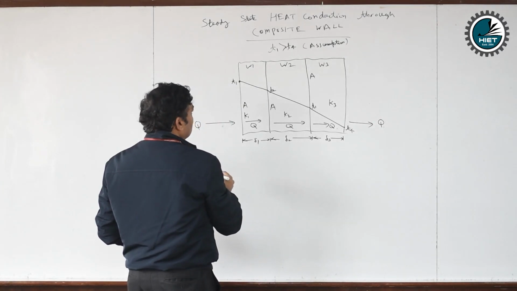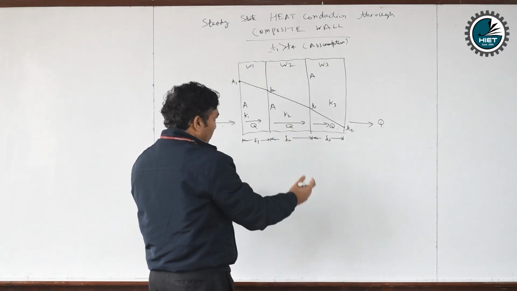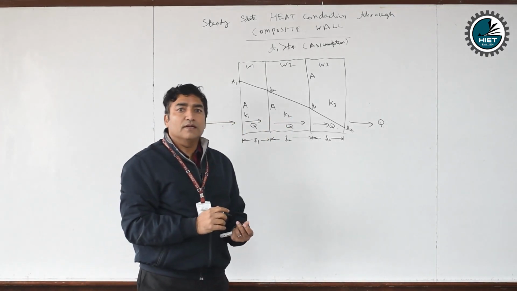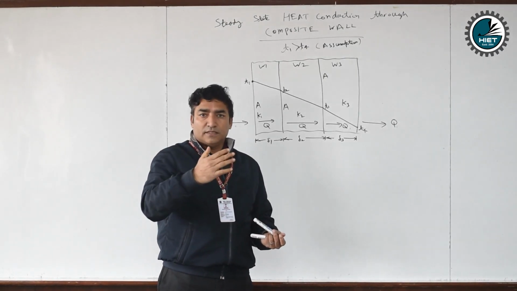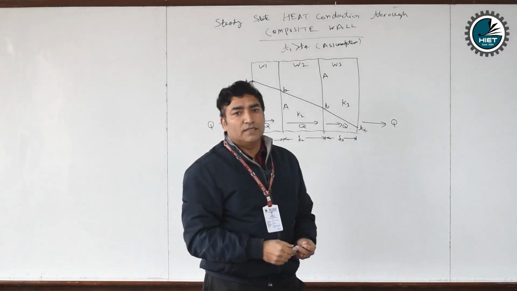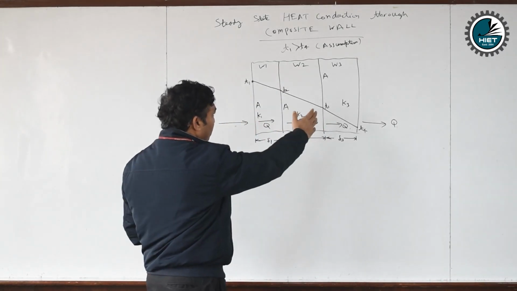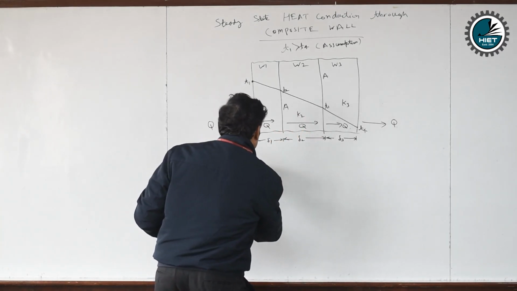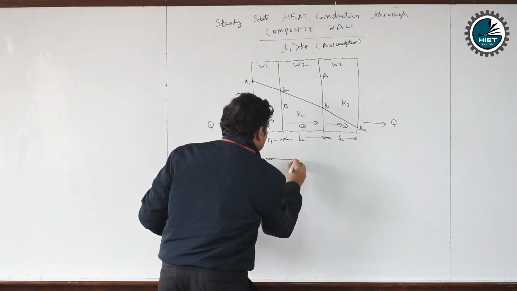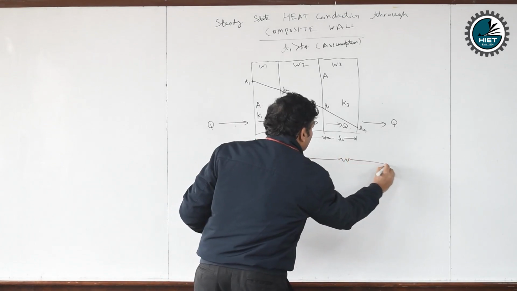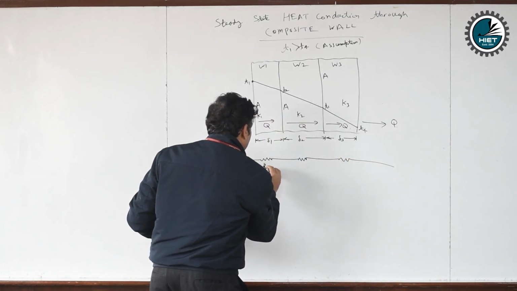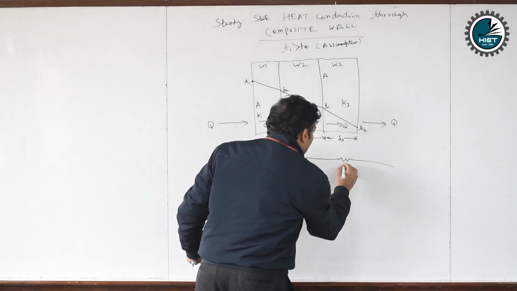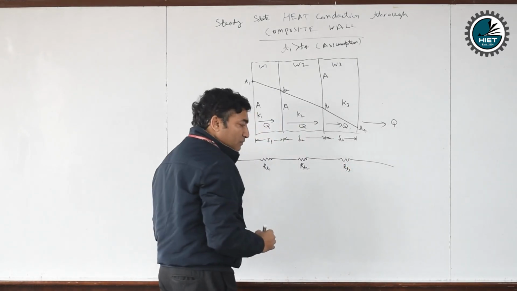Now we can construct the thermal circuit of this diagram. I have told you earlier that whenever heat transfer takes place, there is a resistance to the heat flow. This resistance is called the thermal resistance. We have three walls, so we have three thermal resistances, RT1, RT2 and RT3. So I can draw the thermal circuit like this. This is the sign of resistance. This is RT1, the thermal resistance offered by wall 1, RT2 is the thermal resistance offered by wall 2, and this is RT3, the thermal resistance offered by wall 3.